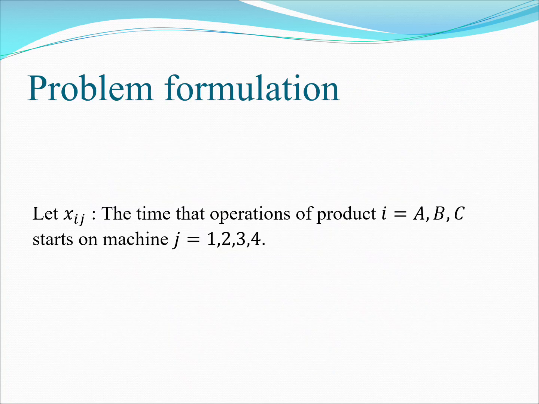We first define the decision variable, which has 2 indices, i and j. The index i is associated with products A, B and C, while the second index is related to different machines. j equals 1, 2, 3 and 4. Therefore, when x_A1 is used, we mean the time that operations needed for product A are started on the first machine.